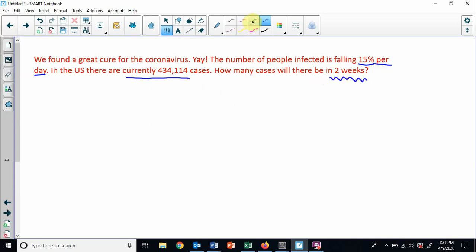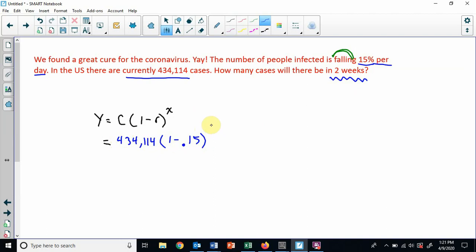So this is a decay problem. How do I know it's a decay problem? Because the number of cases are falling. So I can model this as C times 1 minus r to the x. So do I have these numbers? How many cases am I starting at right now? 434,114 as of yesterday. 1 minus, do I have the decay rate? 15%. As a decimal, that'll be 0.15 to the x.